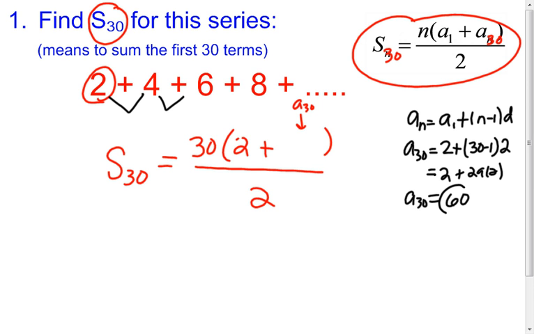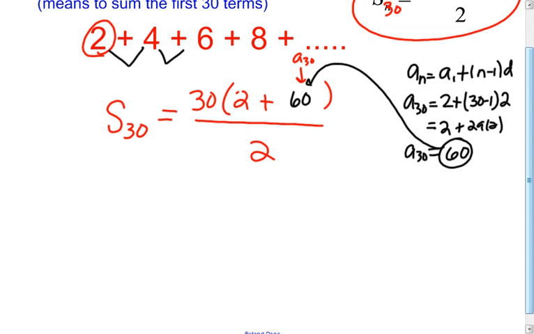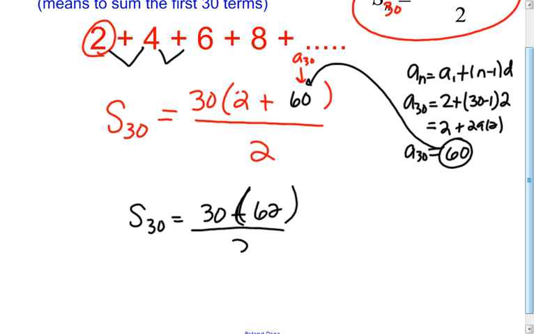I will take that 60 and plug it in right here. And now I can find the sum of all of those terms. The sum of the first 30 terms in this sequence would be 30 times 62 divided by 2. And when I simplify all of that, I should get 930. Okay, so that is using the formula.